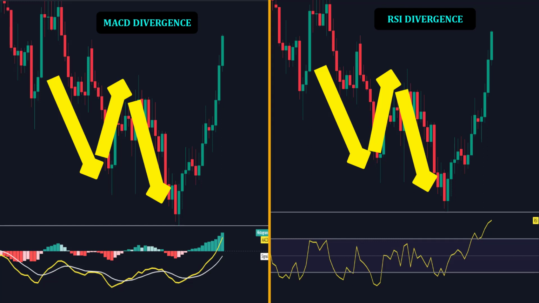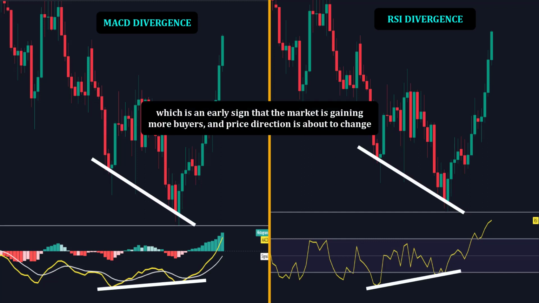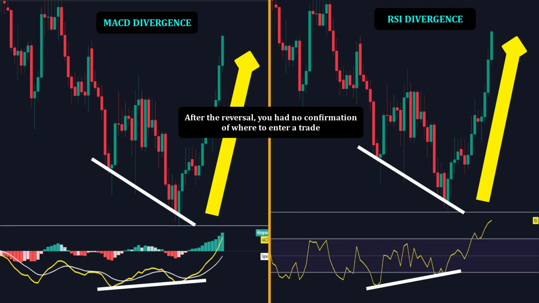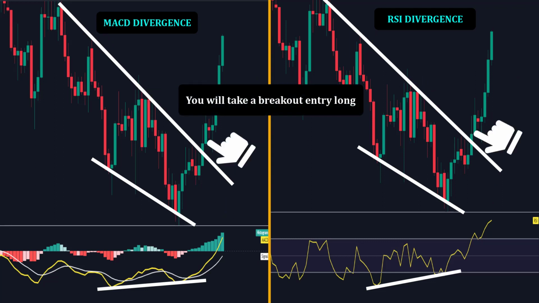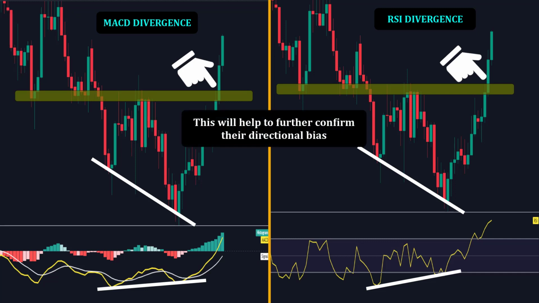Then as it came back down, it made a lower low. Notice that the two indicators made a higher low, which is a divergence and an early sign that the market is gaining more buyers and price direction is about to change. This later caused the price to reverse. Then after the reversal, you had no confirmation of where to enter a trade, but you had your trend line that runs through the highs of the move. When the price breaks above the trend line, you will take a breakout entry long. More secure traders will wait for the price to break above this key level before opening a long position, as it will help to further confirm their directional bias.